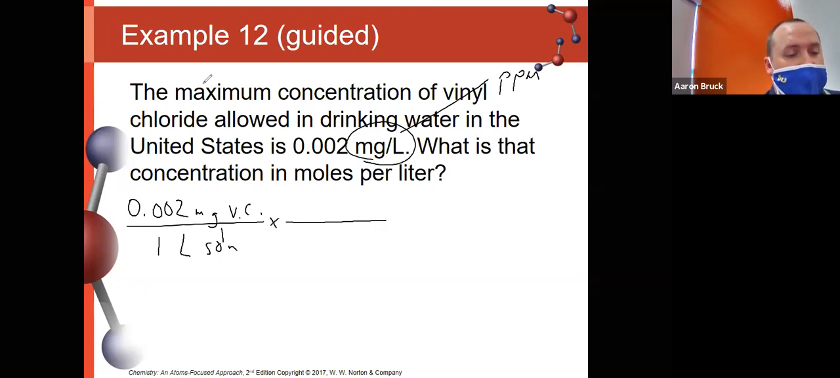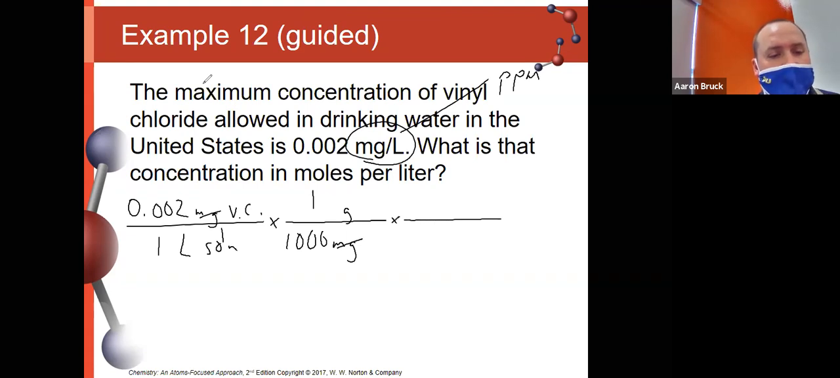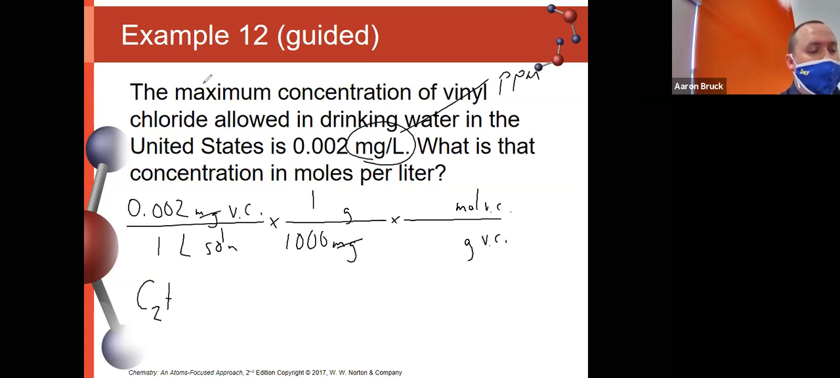So my first step, I want to turn those milligrams into grams. The conversion there is a metric conversion, 1 to 1,000, that's going to turn the milligrams into grams. The next step would be to turn the grams of vinyl chloride into moles of vinyl chloride. Here I need a molar mass, but more importantly, I need a chemical formula. The chemical formula for vinyl chloride is C2H3Cl.